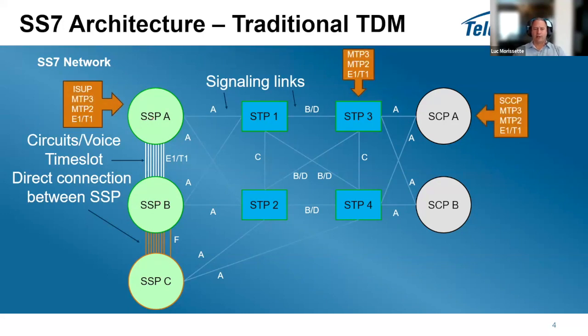If you look at this more in detail, the SSP is where you have your ISUP layer, and it goes through these lower layer protocols here. At the STP level, you only have MTP3, nothing above there. And on the SCP level, then you go all the way up to the SCCP to process those queries to the databases.